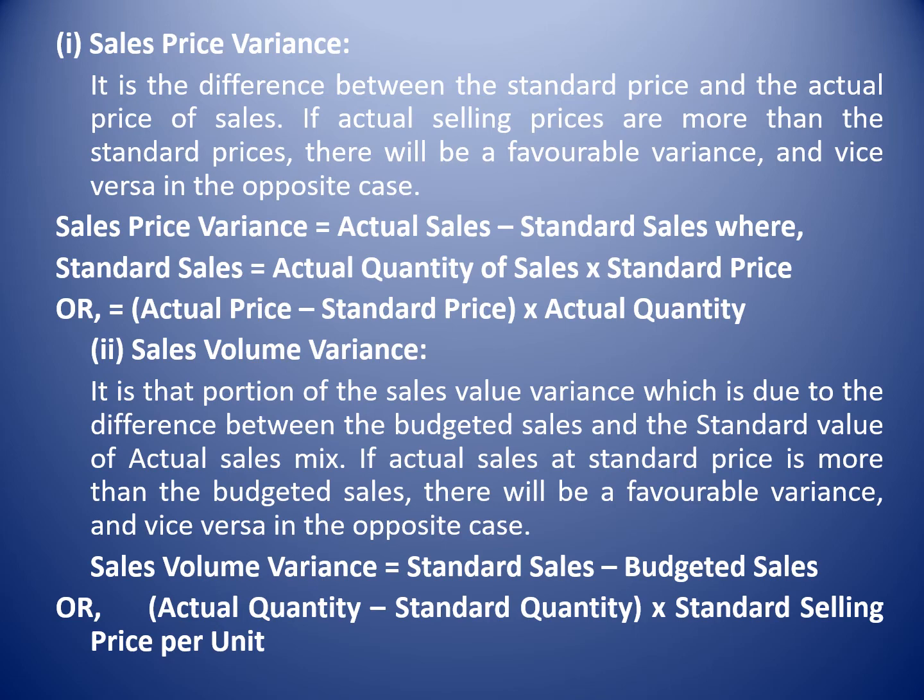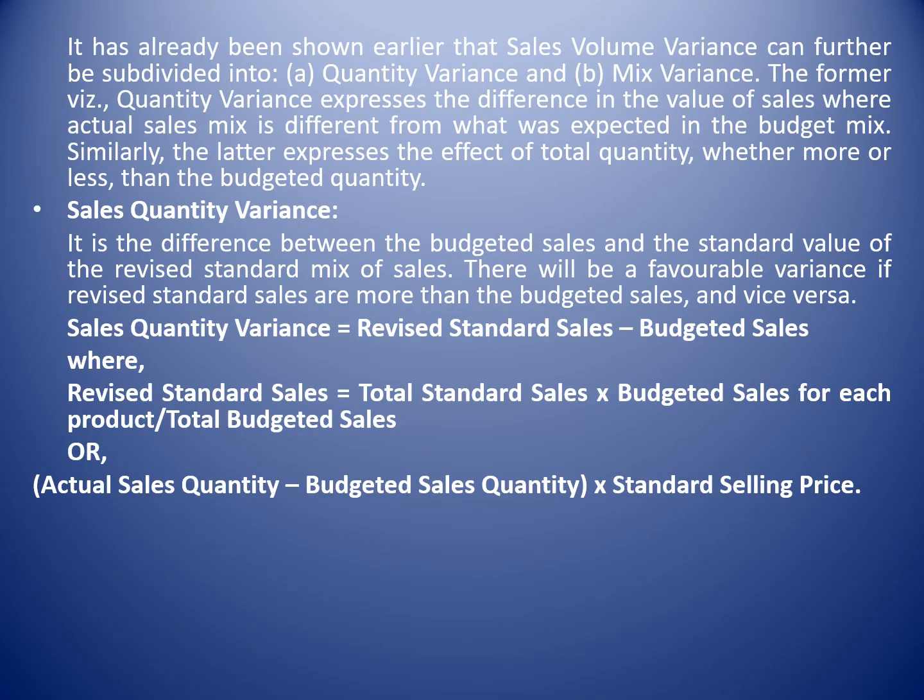per unit. It has already been shown earlier that sales volume variance can further be subdivided into quantity variance and mix variance. The former, namely mix variance, expresses the difference in the value of sales where actual sales mix is different from what was expected in the budget mix. Similarly, the latter expresses the effect of total quantity, whether more or less than the budgeted quantity.